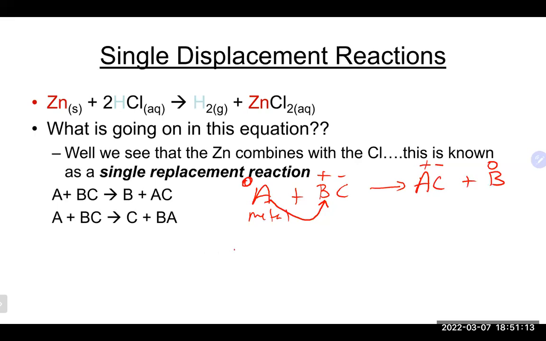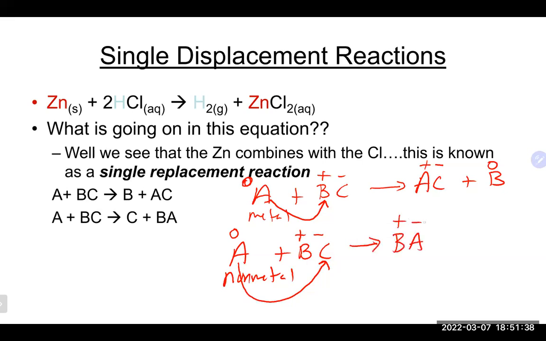You could also do this exact same thing with a non-metal. If you had a nonmetal by itself, it has no charge. This guy would be an ionic compound. A nonmetal, when it does get a charge, becomes negatively charged, which means when it comes in, it's going to kick out the negative guy in this case. When it does so, we will create a new ionic compound where that guy will now become negatively charged. The guy that gets kicked out comes out with no charge. That is also what is referred to as a single replacement reaction.